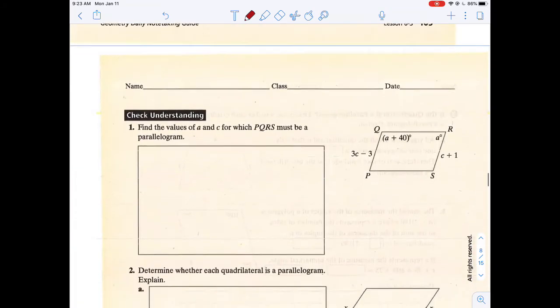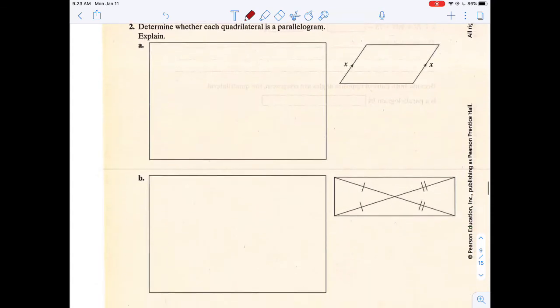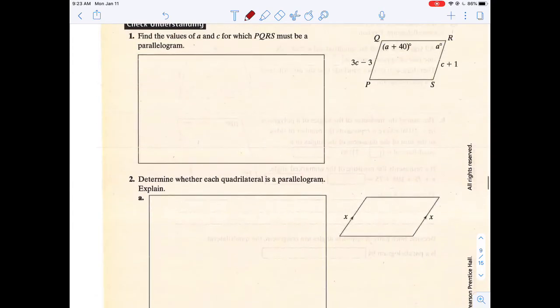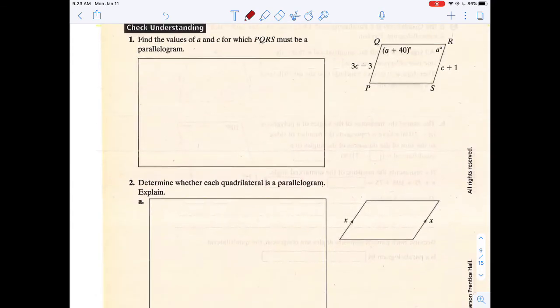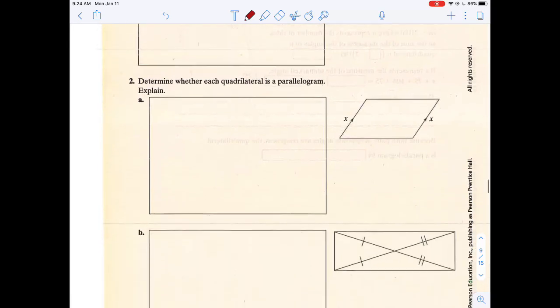Okay. There are a few check for understanding problems to try. 3 total. Number 2 has part A and part B. So find the values of A and C for which PQR must be a parallelogram. So if this is a parallelogram, we know that 3C minus 3 equals C plus 1. And we know that 2 consecutive angles are supplementary. So those are going to add up to 180. So that should help you.